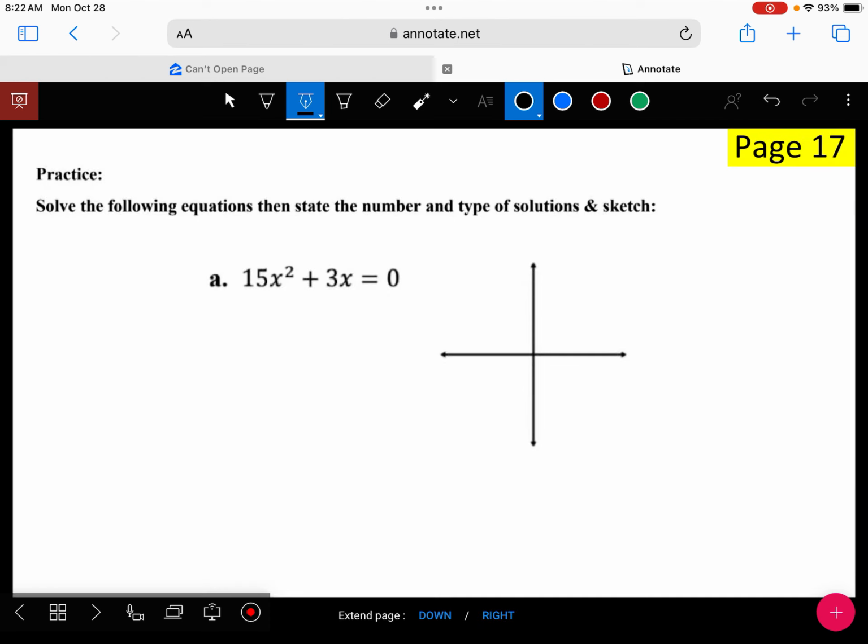Okay. Let's look at the next one. First step. Well, this is an even because this is squared and it's positive, which means that both arrows, instead of going opposite, they're going to go the same. And they're actually going to go up. So that's my end behavior.